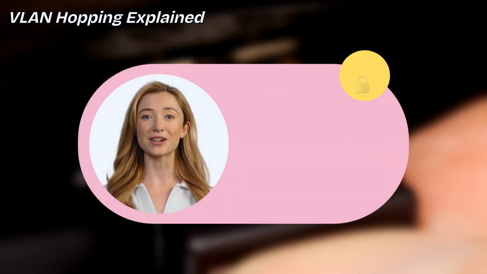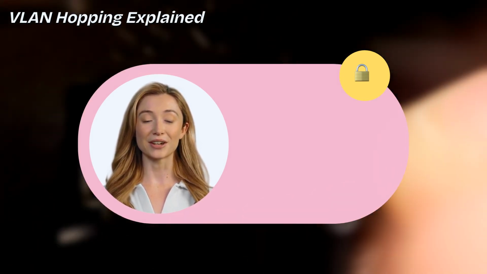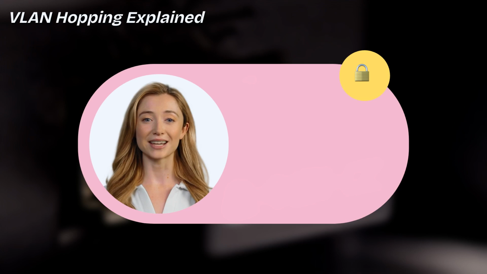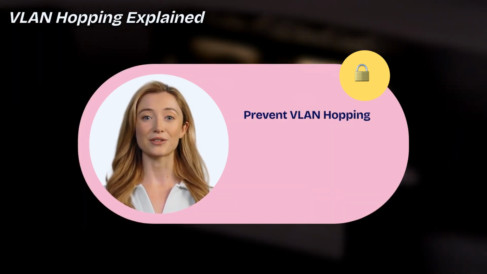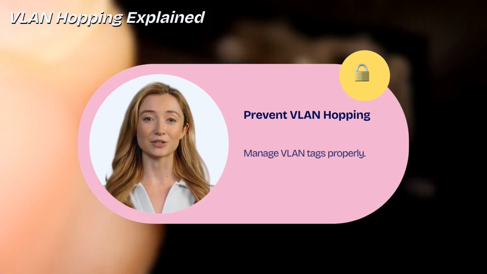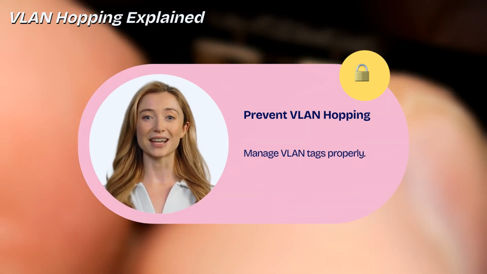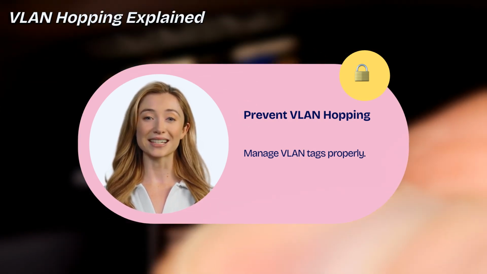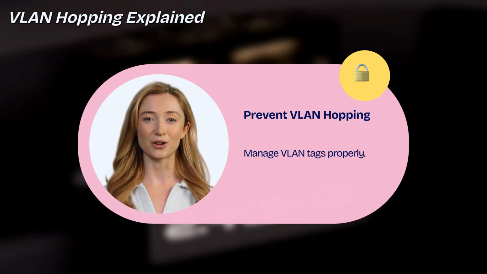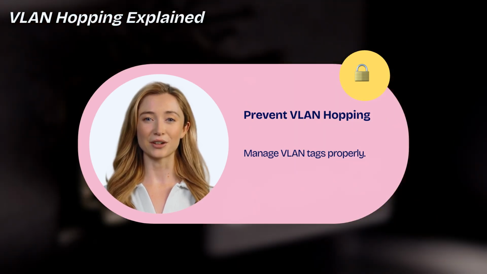Another issue is VLAN hopping, where attackers can trick switches into moving traffic from one VLAN to another. This can happen if your VLAN setup isn't tight or if there's a configuration error. To prevent this, ensure your VLAN tags are properly managed and your switches are configured to prevent unauthorized VLAN changes. Techniques like VLAN hopping can involve double tagging attacks, where an attacker crafts packets with two VLAN tags, one of which is removed by the first switch, allowing the packet to hop into an unauthorized VLAN.